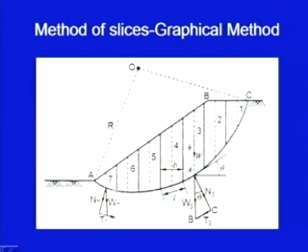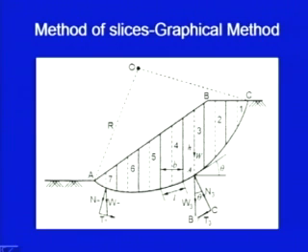So, this is the graphical method, and we have taken all the slices having the same width. This is the trial circle, center is O, radius is R, and if we take any slice, let us say the nth slice, height is h, weight is acting in the downward direction. So, here it is the weight of this slice, slice number, let us say 1, 2, 3, this is the third slice.